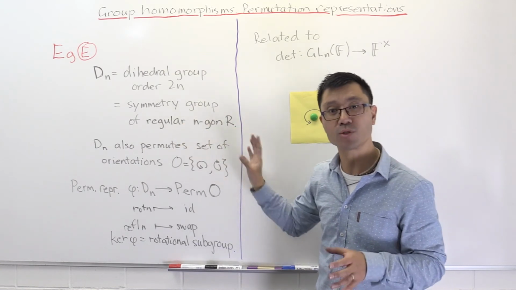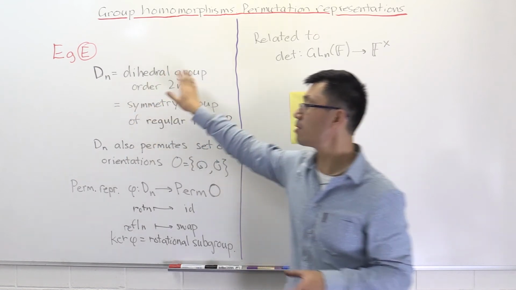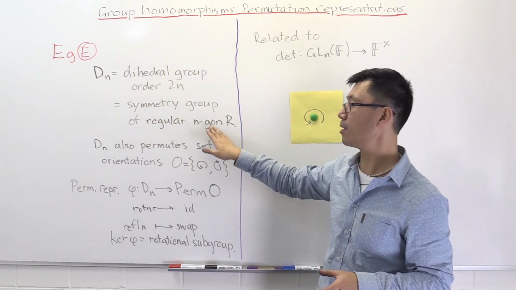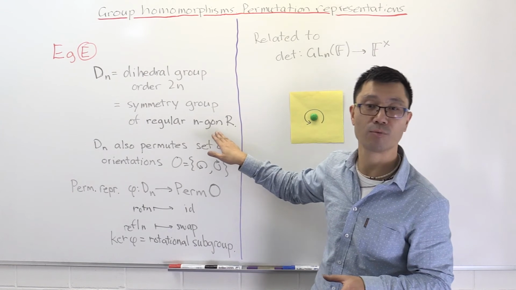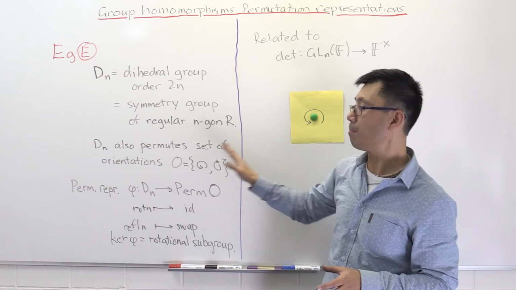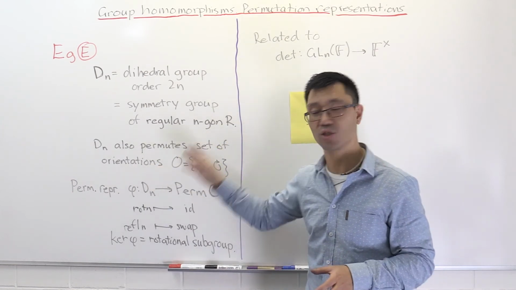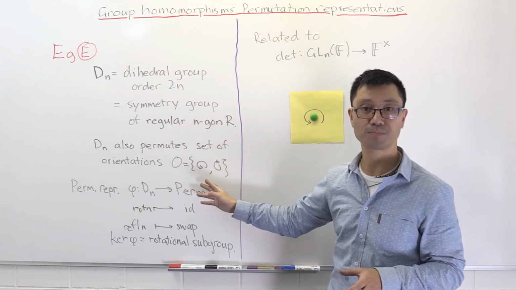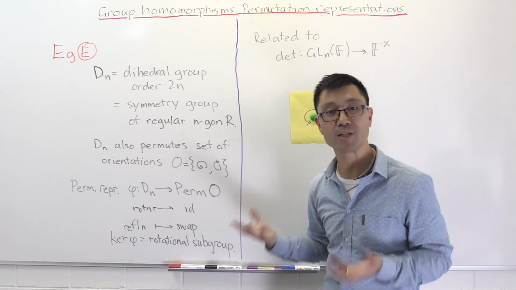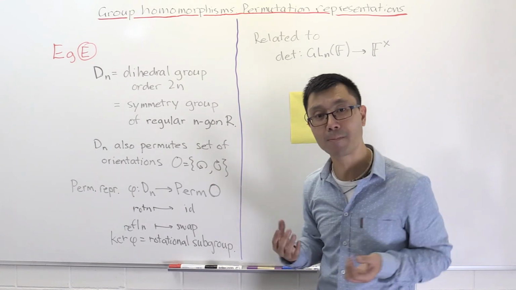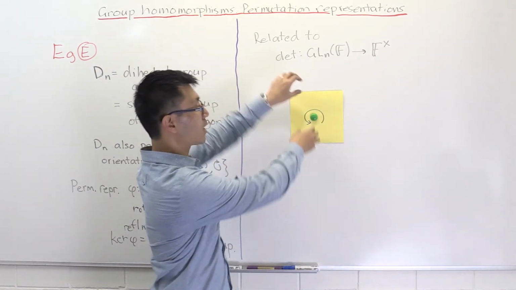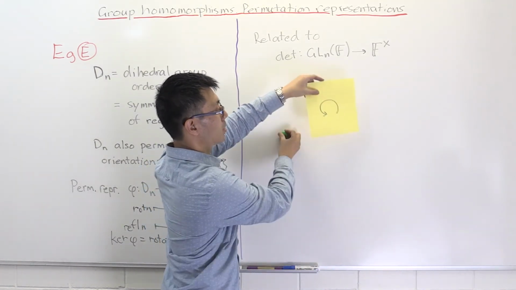So the point I want to make here is that, of course, this symmetry group permutes the plane and also the regular n-gon R, but it also permutes the orientations of this regular n-gon. So how do we think of the orientations of a regular n-gon? What do we mean by that? Well, let's pick a regular n-gon like this square here.